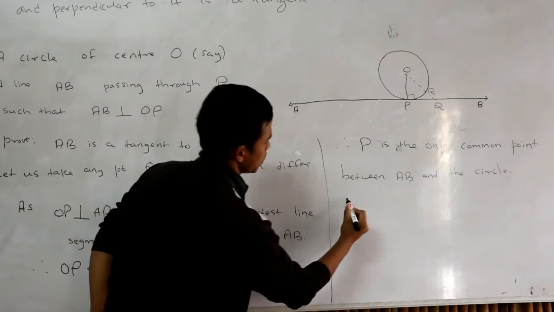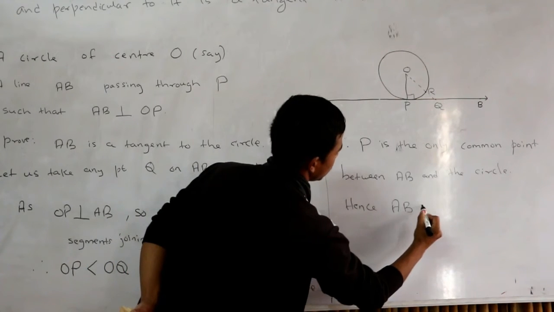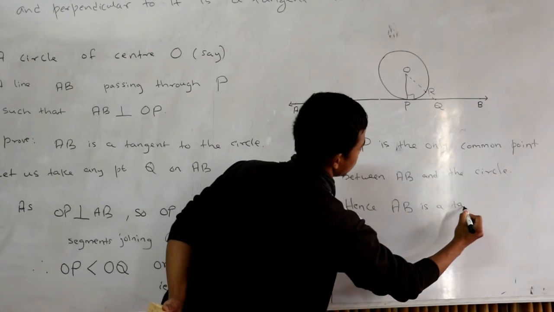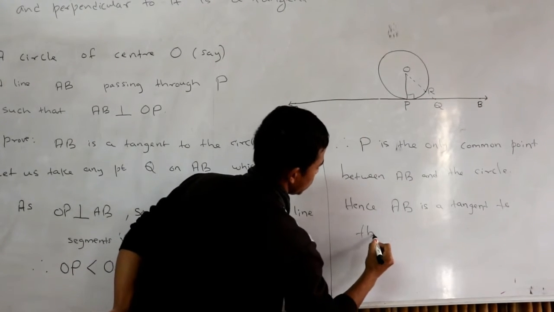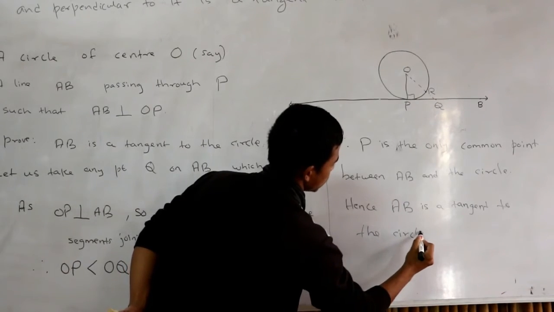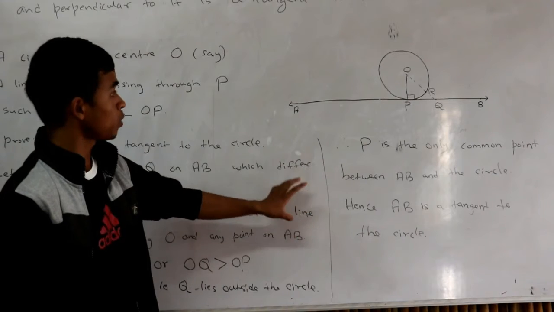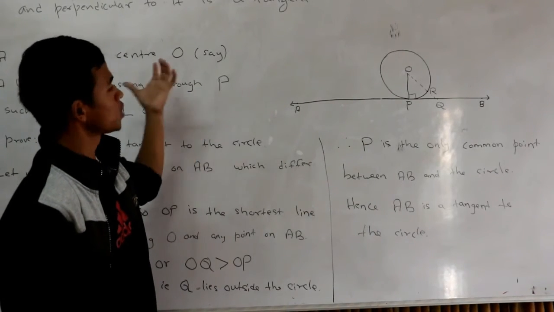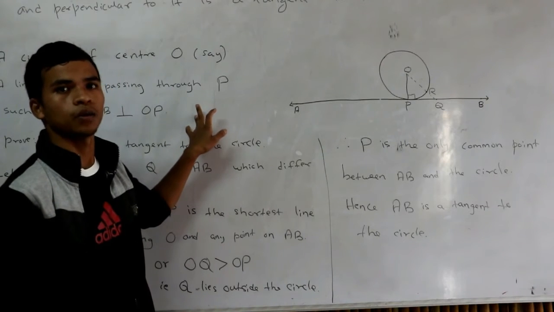So hence by definition we have AB is a tangent to the circle. So this is the proof of this theorem. Now we will use these two theorems, which we are going to do some exercise now.